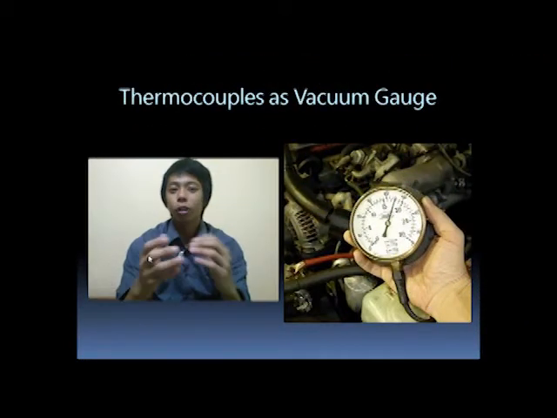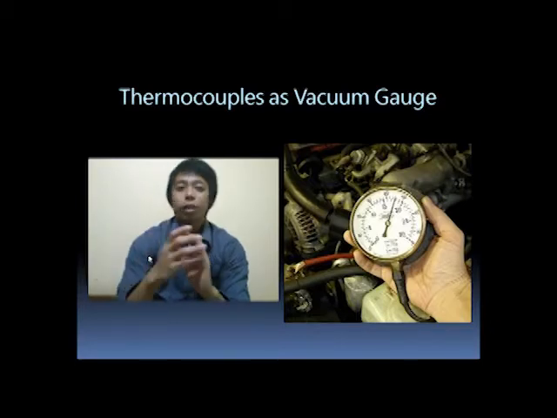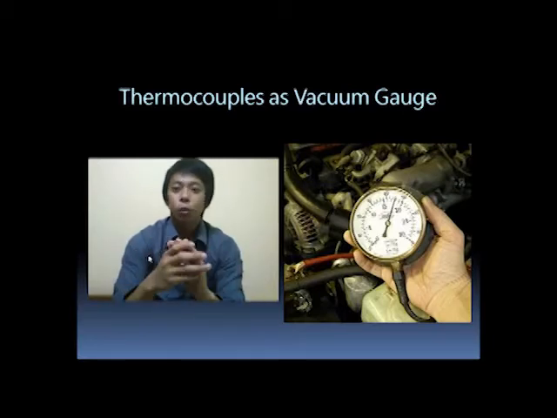Let us now consider a thermocouple as a vacuum gauge, as you see in the figure on the right. A thermocouple can be used as a vacuum gauge over a range of approximately 0.001 torr to 1 torr. The temperature detected at the thermocouple junction depends on the thermal conductivity of the surrounding gas, which depends on its pressure.